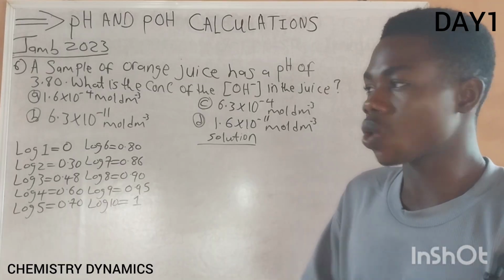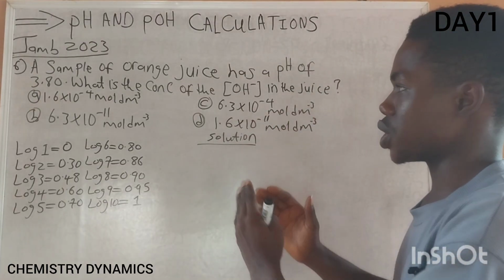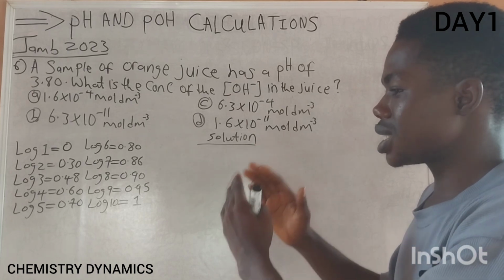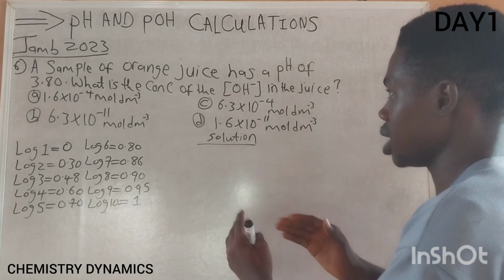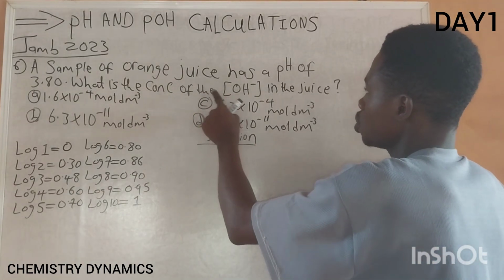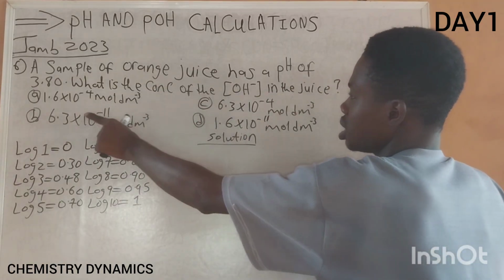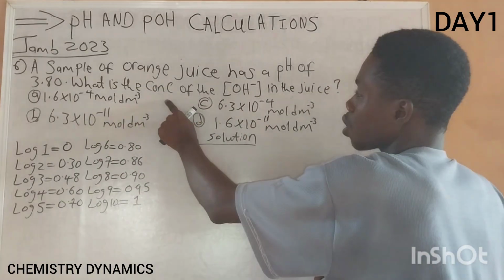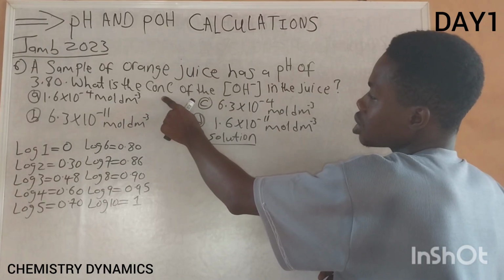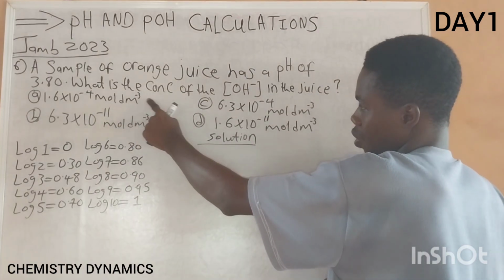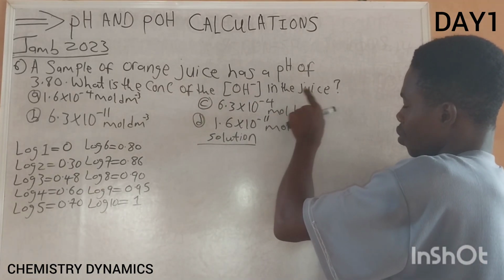Okay guys, this is our next question, and also our last class question for today's lesson. The question says a sample of orange juice has a pH of 3.8. Then the question asks, what is the concentration (CONC, short form for concentration, please take note) of hydroxide ion in the juice?